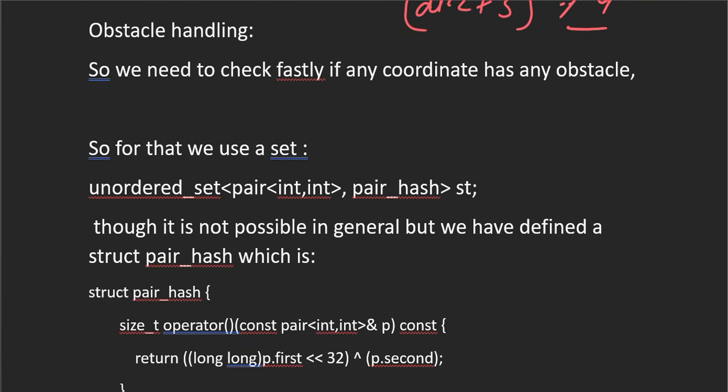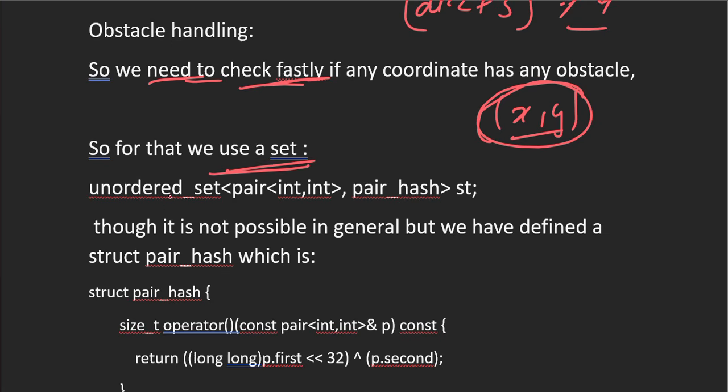Next we have to handle the obstacles also. At every x comma y we have to check whether some obstacle is present at x comma y or not, right? We have to check obstacles fast, like if it is present we should know in big O of one time. So we will be using a set for that, which is a set of pair of int comma int, which is generally not possible, but what we have done is we have defined a structure pair hash that we have passed here, pair underscore hash, right?